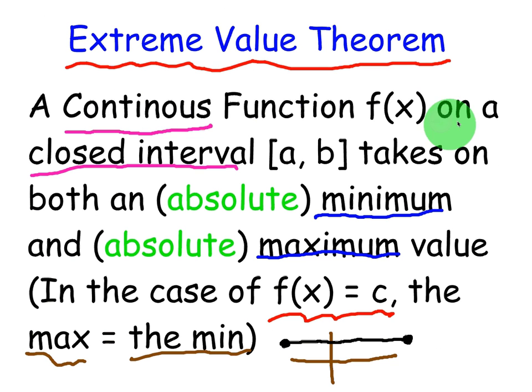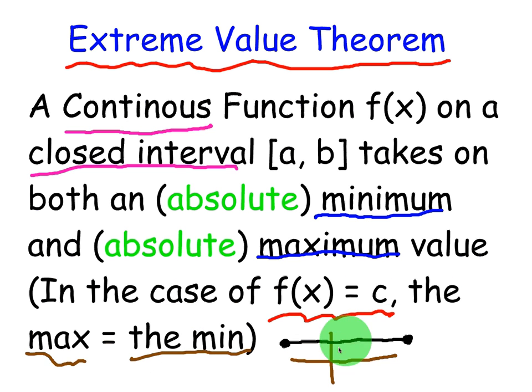A continuous function f of x on a closed interval [a, b]. Closed interval is important. Okay, it means that it includes a and b with these brackets. It takes on both an absolute minimum and an absolute maximum value. So let's read that again. It has to be continuous, and it has to be on a closed interval. If it's on an open interval, like parentheses, it might not necessarily be true, and that has to do with asymptotes and infinity.